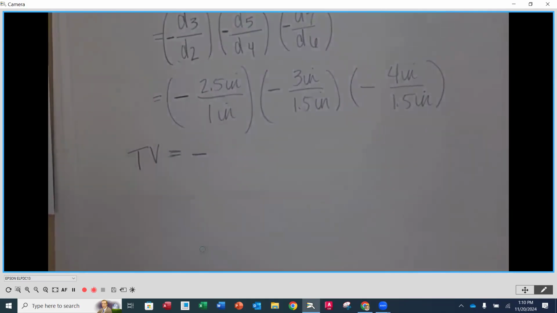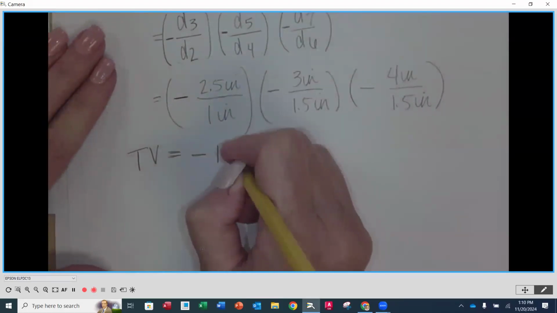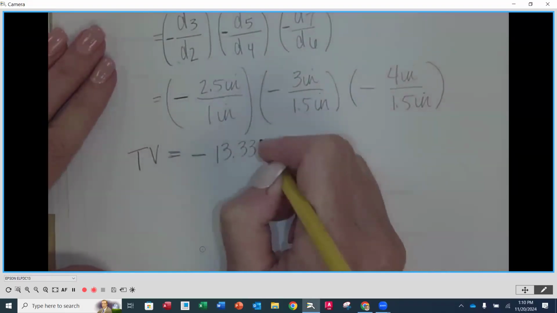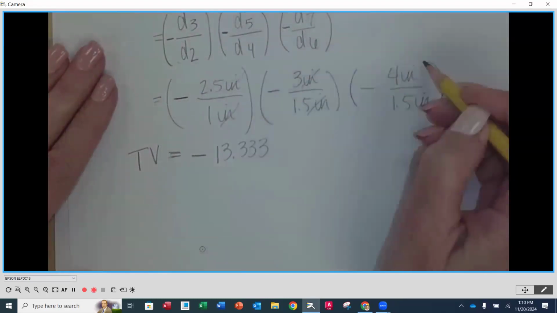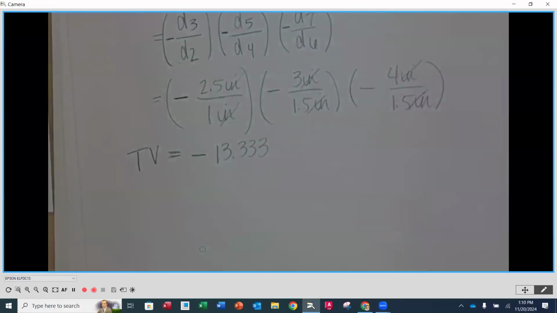Anyone get a number? I get a negative 13.333. Anybody else get that same value? Tyler has it. Okay, great. Aaron got it. So negative 13.333 repeating, right? Unitless, because inches cancel each time, top to bottom for each one of these. We're just multiplying the ratios together.